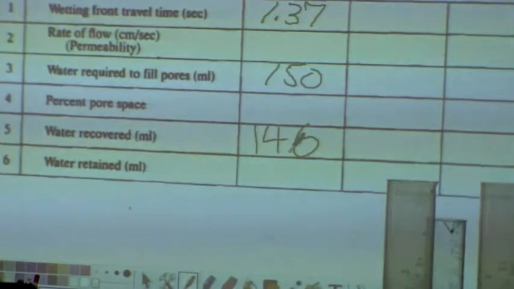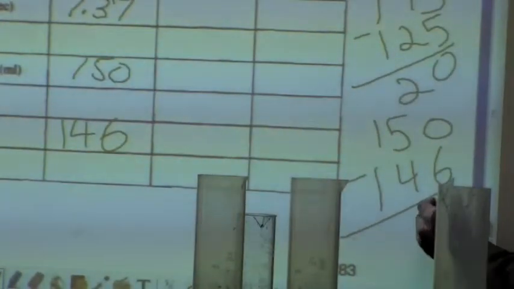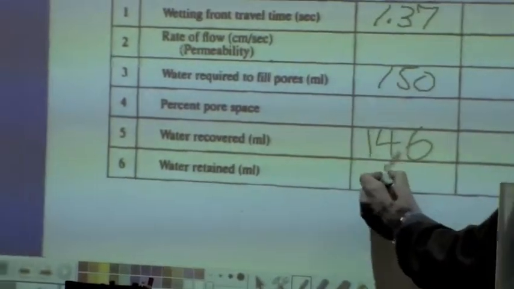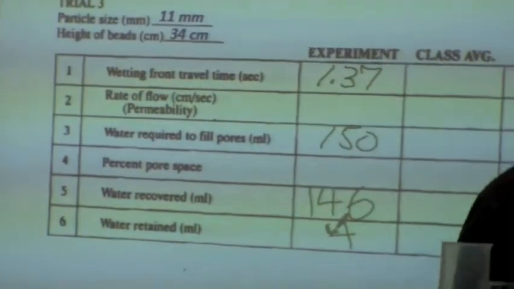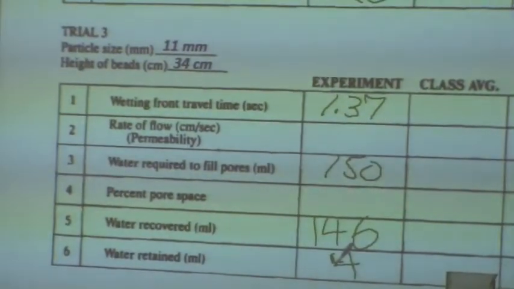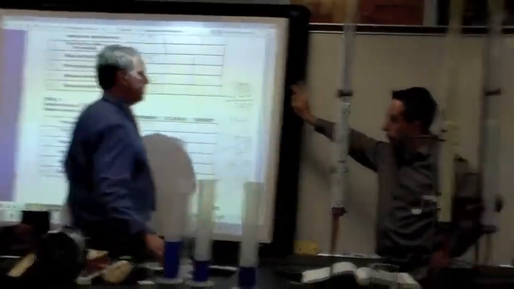Yes. Okay, so the amount of water we retained is 146. If I do 150 minus 146, I get 4 milliliters. So let's enter that in the bottom one, 4 milliliters. We recovered 4 milliliters worth. Okay, so now we have gathered all of our basic data, and our data is ready for analysis.